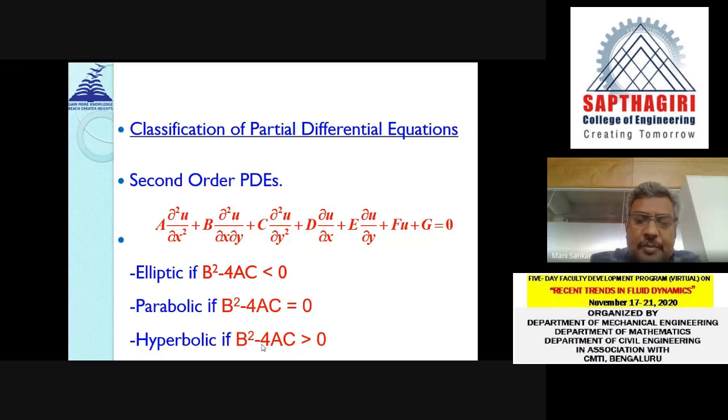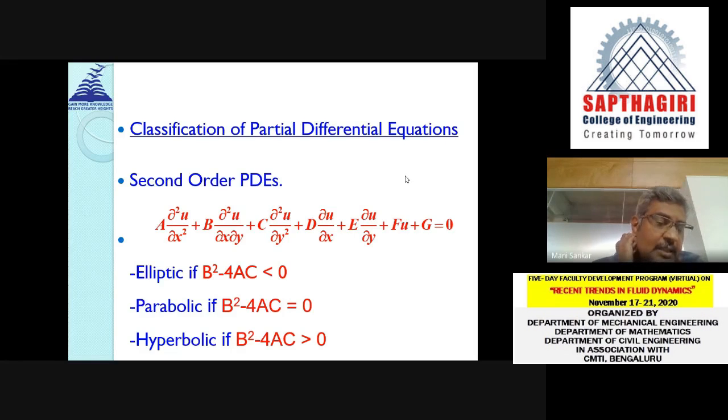That means in a given domain, it can be only elliptic, or only parabolic, or only hyperbolic. But if the coefficients are functions of the independent variables, then I can find two or all three behaviors of the PDE in the given domain, which means at some regions of the domain the PDE may behave like elliptic, in some other region like parabolic, and in some other region like hyperbolic. This is possible only when the coefficients are functions of the independent variables x and y here. Okay, so this classification is important again.